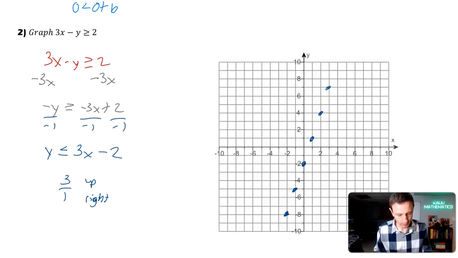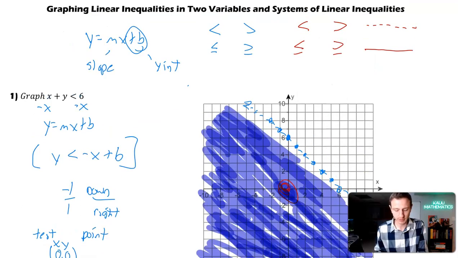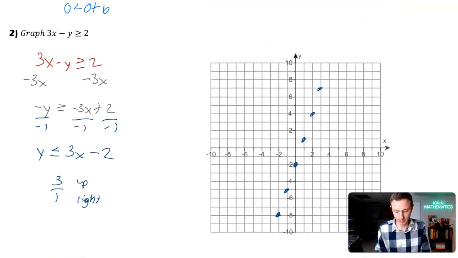What do we want? Solid or dotted line? The inequality is less than or equal to, so that's going to be a solid line because it is including or equal to. So we're going to include that. So I'm going to connect that. I'm way off. There we go. Not too bad.